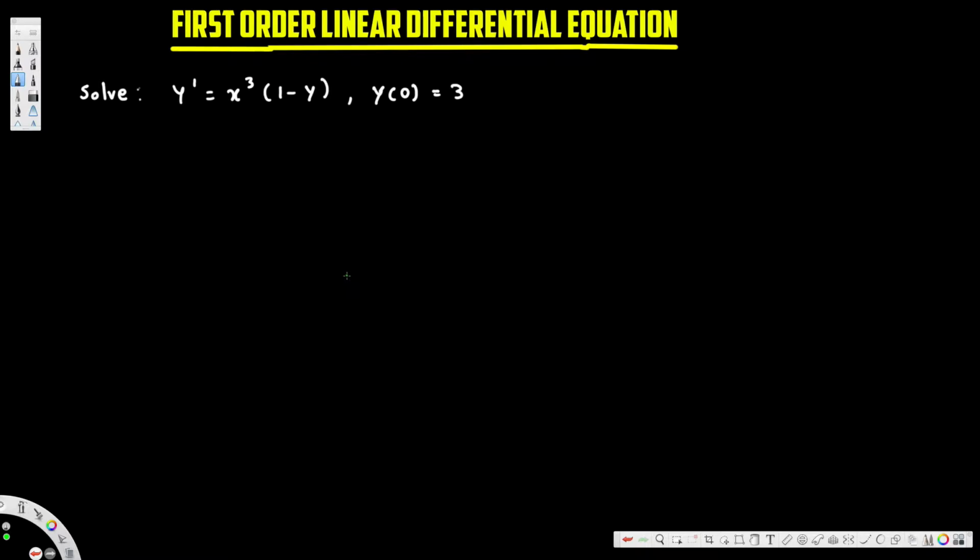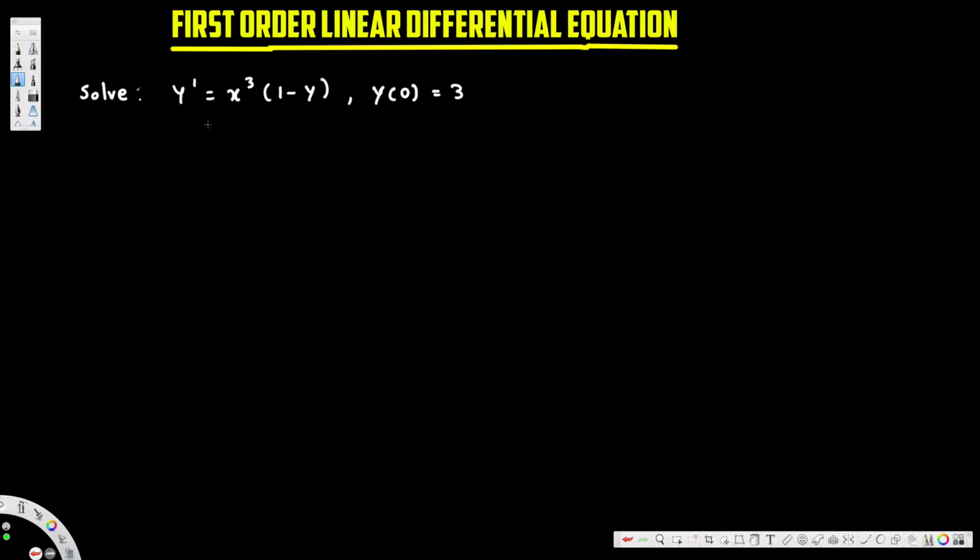In this video we are going to see how to solve this first order linear differential equation. Here you can see this is a first order linear differential equation. At the same time this is separable. Separable means you can bring all the y to one side and x to the other side, and you can do the integration both sides and find the solution.